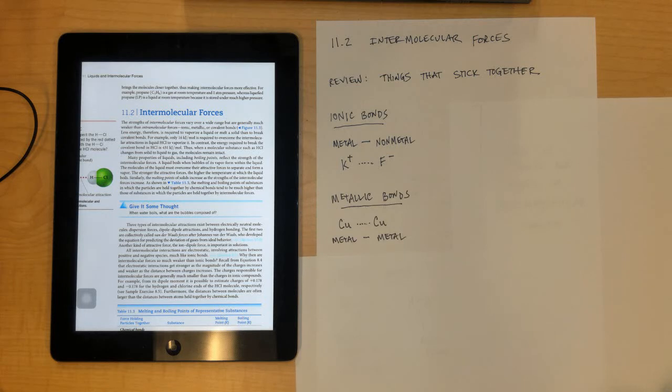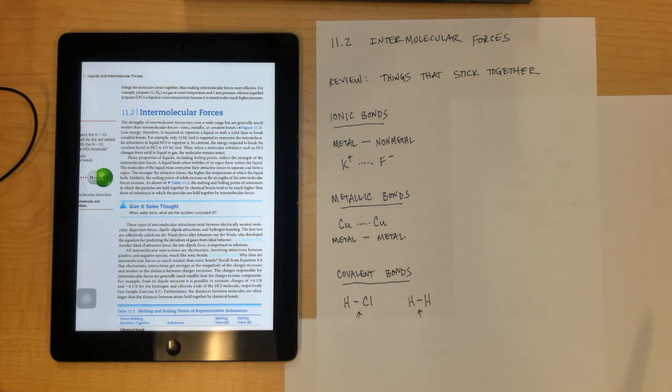The second type that we've talked about but not gone in great detail about are ones called metallic bonds. And these are the bonds that hold metal atoms to metal atoms inside of a piece of iron or inside of a piece of copper or inside of a piece of zinc. And so these metal-metal bonds are also between the atoms inside of that metal.